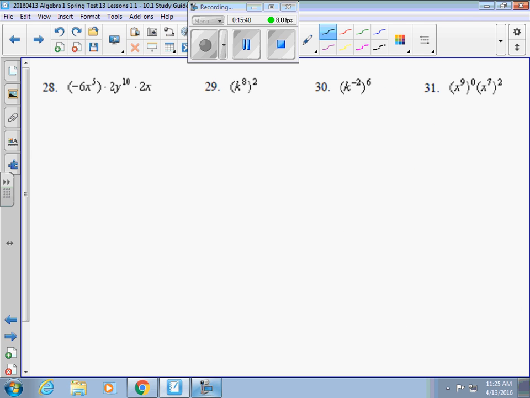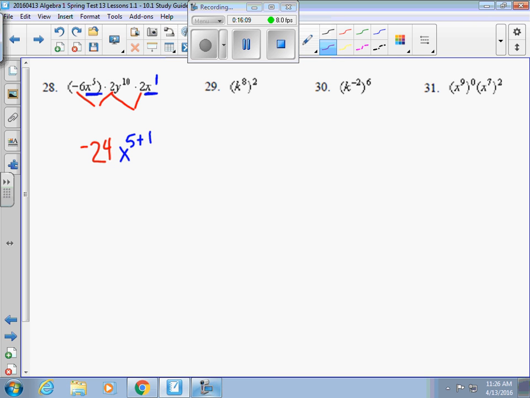Number 28, negative 6x to the fifth times 2y to the 10th times 2x. Multiply all of your coefficients. Negative 6 and 2 is negative 12, and negative 12 and 2 is negative 24. Then multiply the same bases. You have x to the fifth, and you've got x. Remember, that has an exponent as well, 1. When you multiply the same bases, x and x, you add the exponents, x to the 5 plus 1.